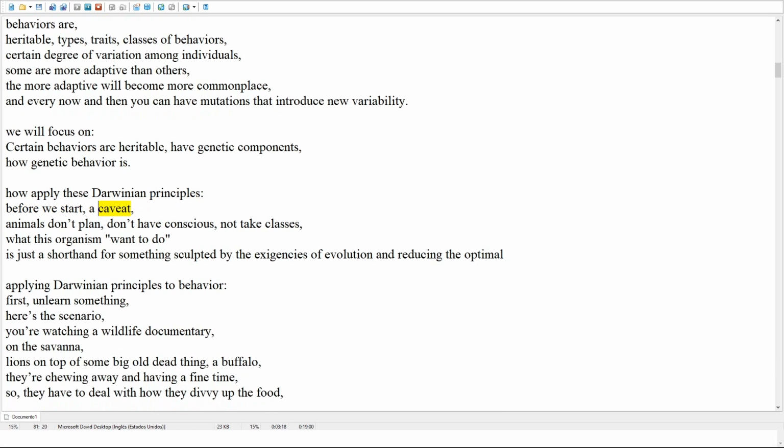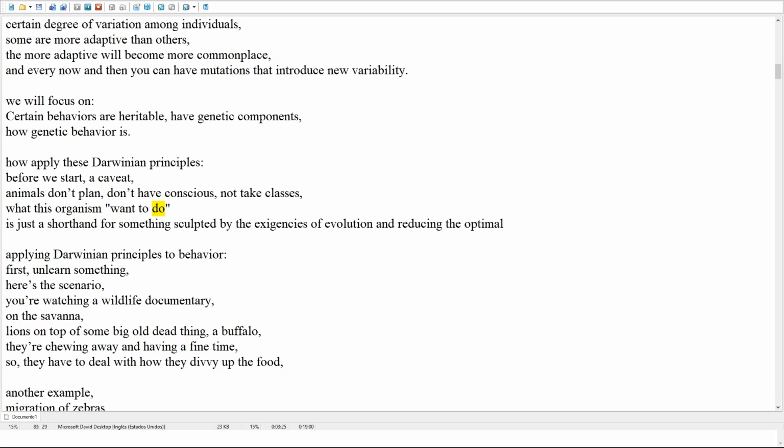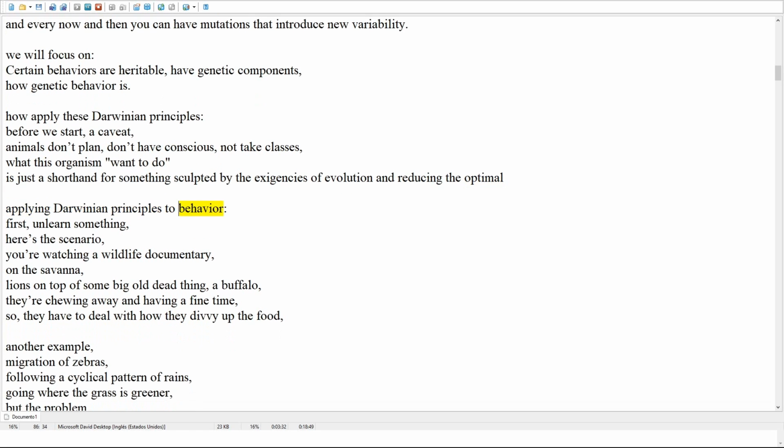Before we start, a caveat. Animals don't plan, don't have consciousness, and don't take classes. What this organism wants to do is just shorthand for something sculpted by the exigencies of evolution and reduced to the optimal. That's what applying Darwinian principles to behavior means.